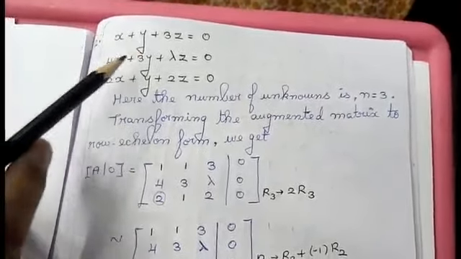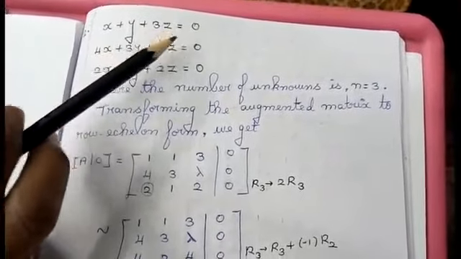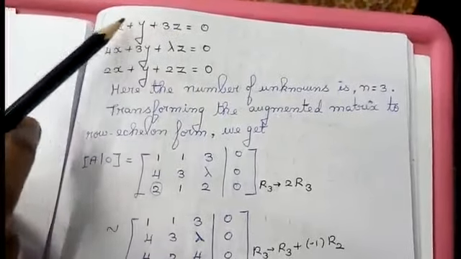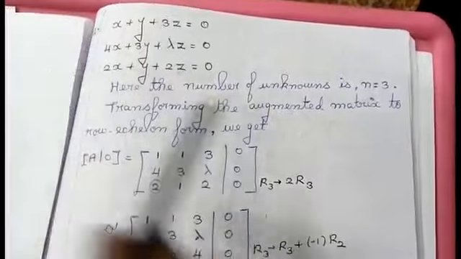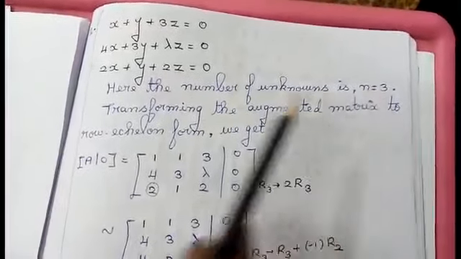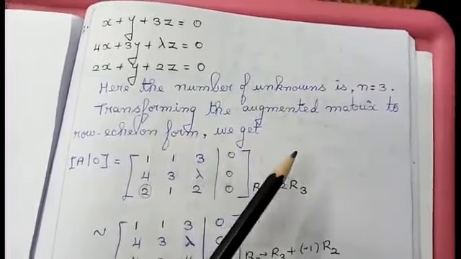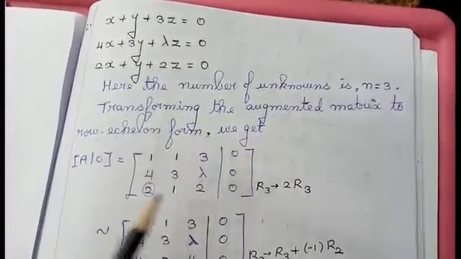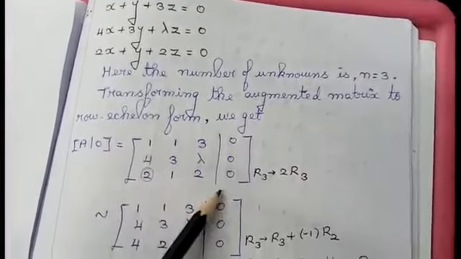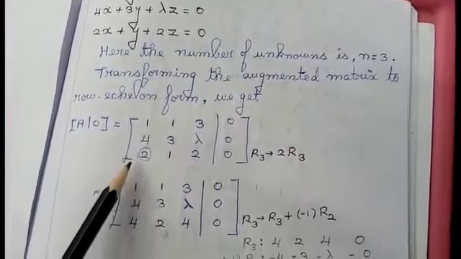We are having the equations and the constants I am having as 0, and this is known as a homogeneous equation. Here the number of unknowns is 3, and again I am going to use the same concept, that is transforming the augmented matrix using row echelon form. Same method, last row first element I am going to make it as 0.